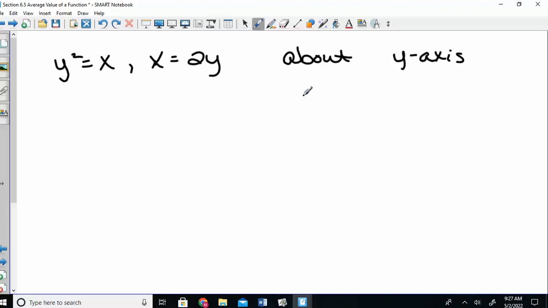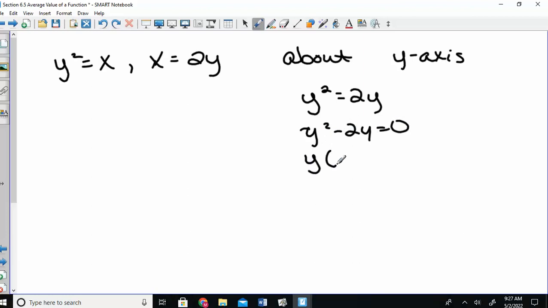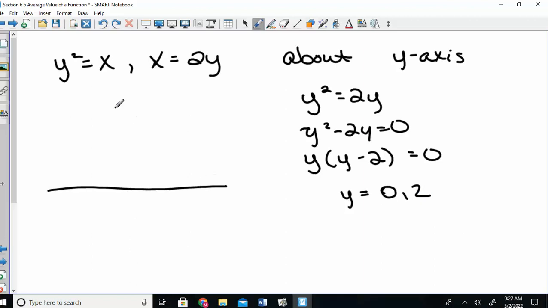Okay. So it'd be easiest to do it in terms of y, wouldn't it? So y squared equals 2y. You could take out a y. So we get y equals 0. So those are my y values.